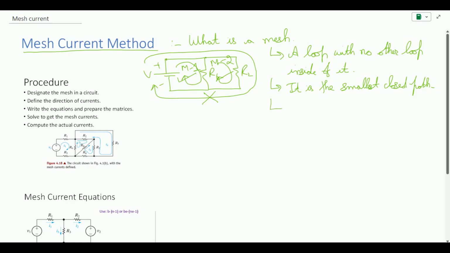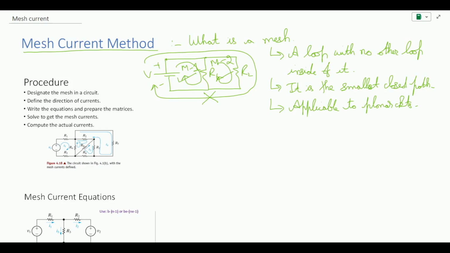For the mesh current method, we always have to remember that it is applicable to planar circuits, and we intend to take the planar circuit because it's easy for us to apply various simplification techniques.